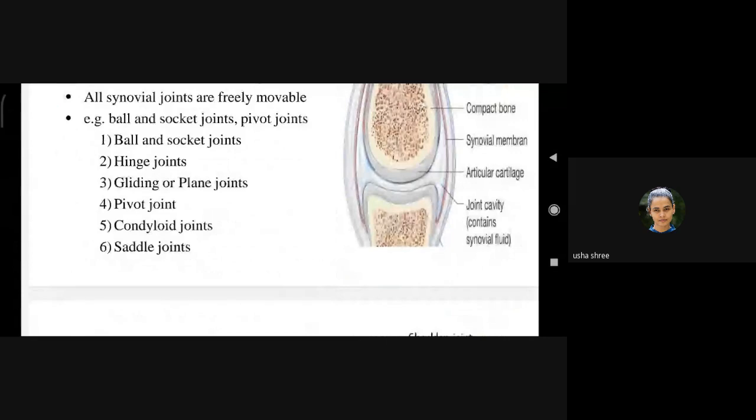So if we conclude the types of joints, then mainly there are 3 types of joints on the basis of movement: immovable, slightly movable, freely movable. Now, the freely movable is synovial, and this synovial is further divided into 6 types: ball and socket, hinge, gliding or plane joints, pivot joint, condylar joint, saddle joint.